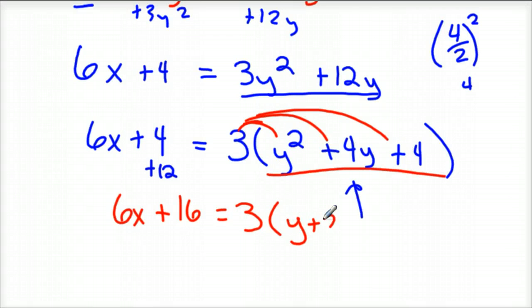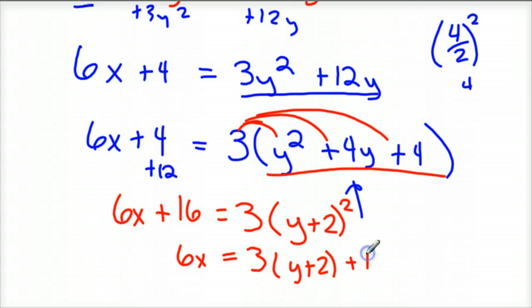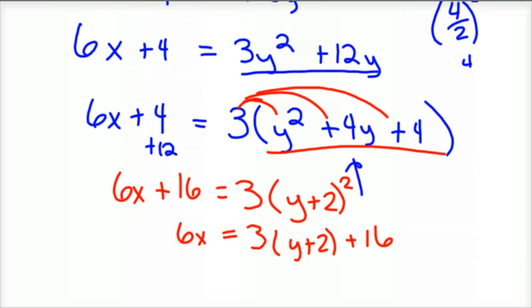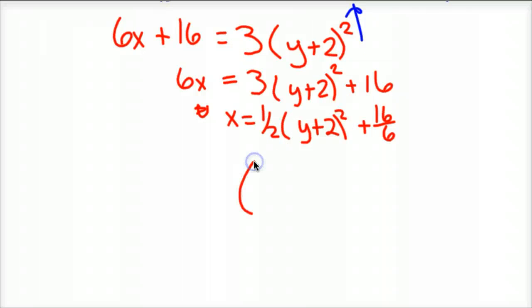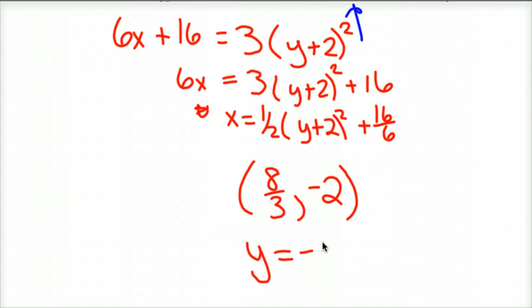And that factors to (y plus 2) squared. And then subtract your 16. And so 6x equals 3 times (y plus 2) squared minus 16. And then you divide by 6. So x equals 3 divided by 6 is 1/2, times (y plus 2) squared, minus 16/6. So you can take 2 out and get 8/3. Okay, so I know the vertex for this thing is (-8/3, -2). My axis of symmetry is y equals -2.